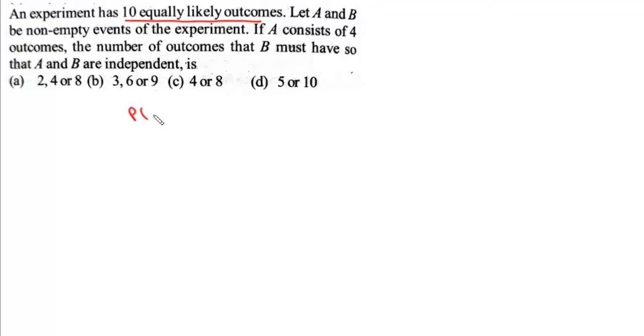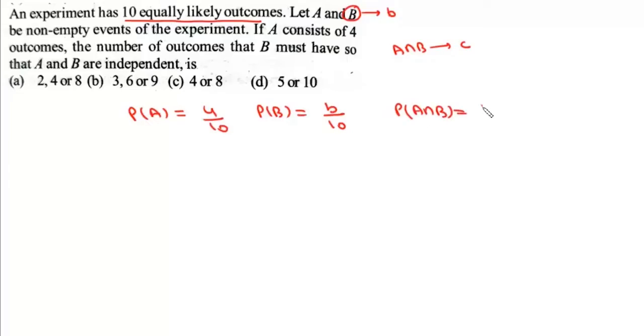Now probability of A is 4 by 10. Probability of B is, now suppose B has P outcomes, so this probability will be simply B by 10, and suppose A intersection B is C, which is common. So probability of A intersection B is C by 10, and this C is less than or equal to the minimum of B and 4.